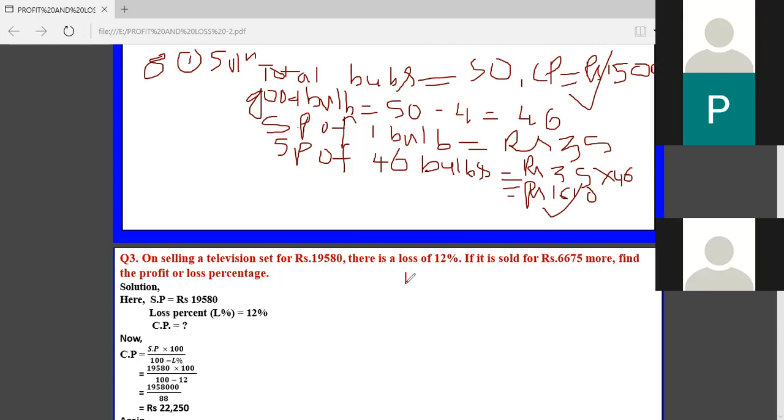Profit. You can see there, profit is made. Here, SP is greater than CP. So what is made there? Profit is made right there, okay?